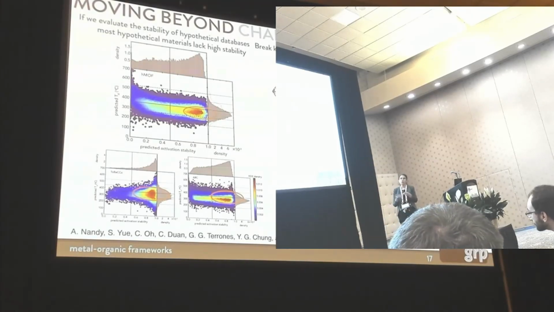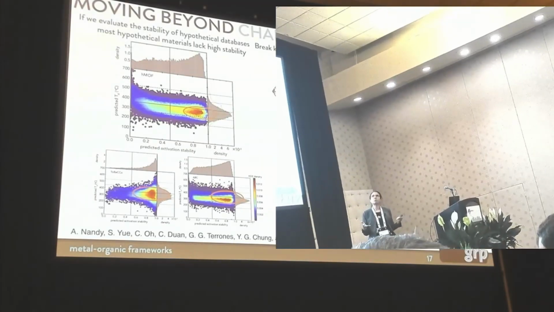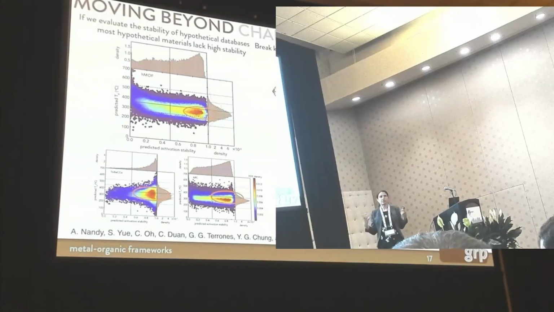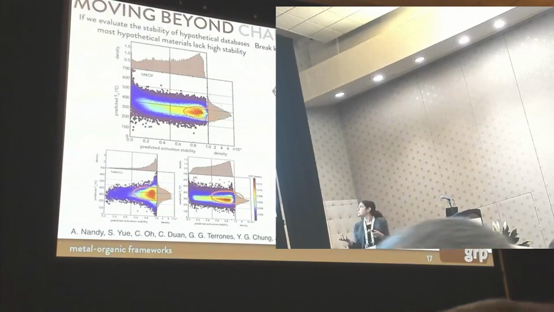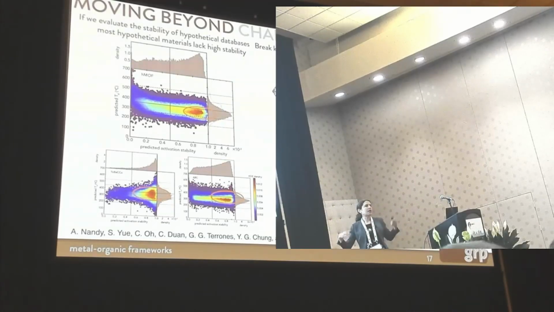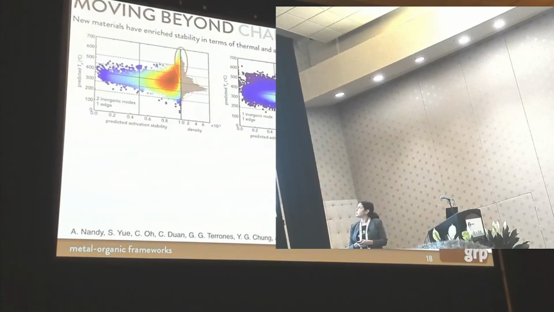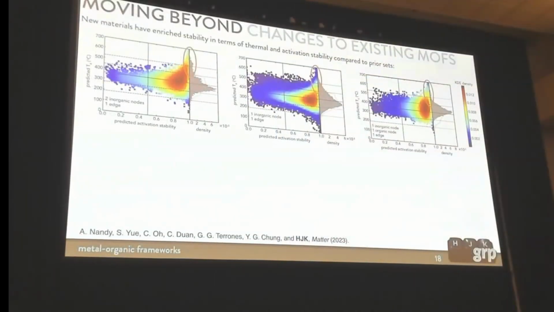And so in doing so, we also created a new set of hypothetical materials that had a greater degree of diversity in the metals used and the linkers. And we sample a wide array of metals that would be of interest, and indeed, that's what we find. We're able to enrich the tail, so we're able to start to sample higher thermal stability, higher activation stability materials in subsets of the data set.